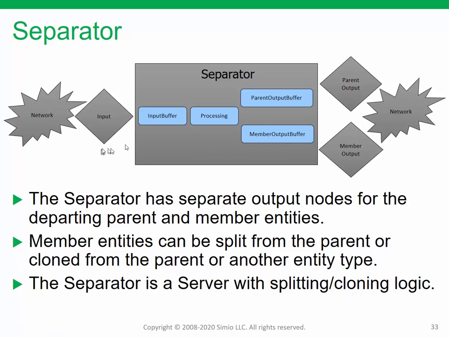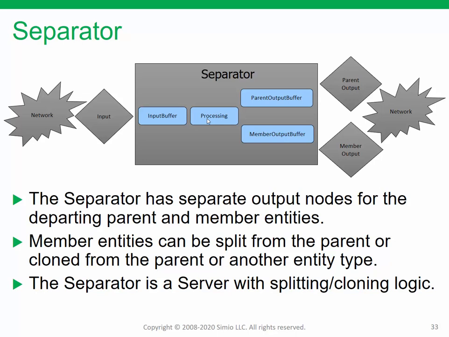There are two basic modes for the Separator. In one, a previously combined batch is separated into the original parent and member entities. So as we saw previously, when we use a Combiner to create a combined entity, in this mode we would then separate those back into their original state.